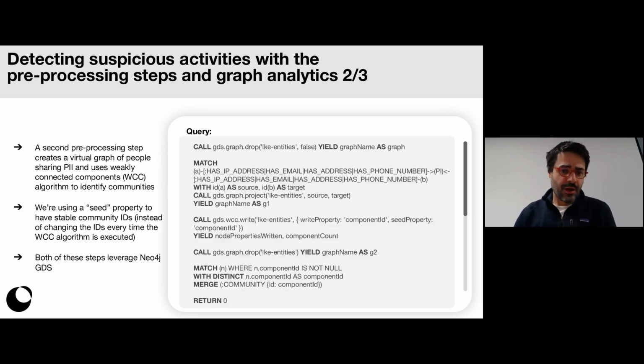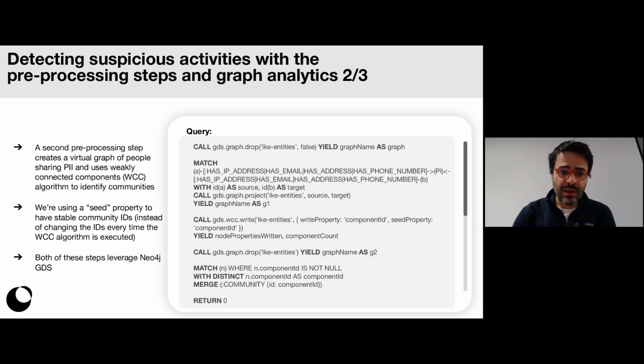Then we have a second pre-processing step where we are creating a graph projection. This time it's a bit more sophisticated than earlier. We are creating a projection where we have people that are interconnected when they share personally identifying information. And then we use this projection to run the weakly connected component algorithm to identify communities. So you can see the code for that.